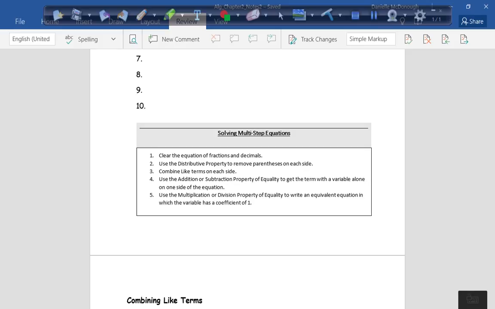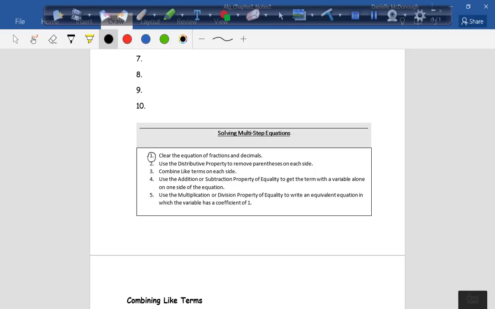And the first one is to clear the equation of fractions and decimals. The second one is use the distributive property, combine like terms on each side, use the addition or subtraction property, and then use the multiplication or division. So this right here is your two-step. These ones up here is what makes it the multi-step. We have multi-step problems to do here. And I'm going to be honest, are you always going to use all of these steps?